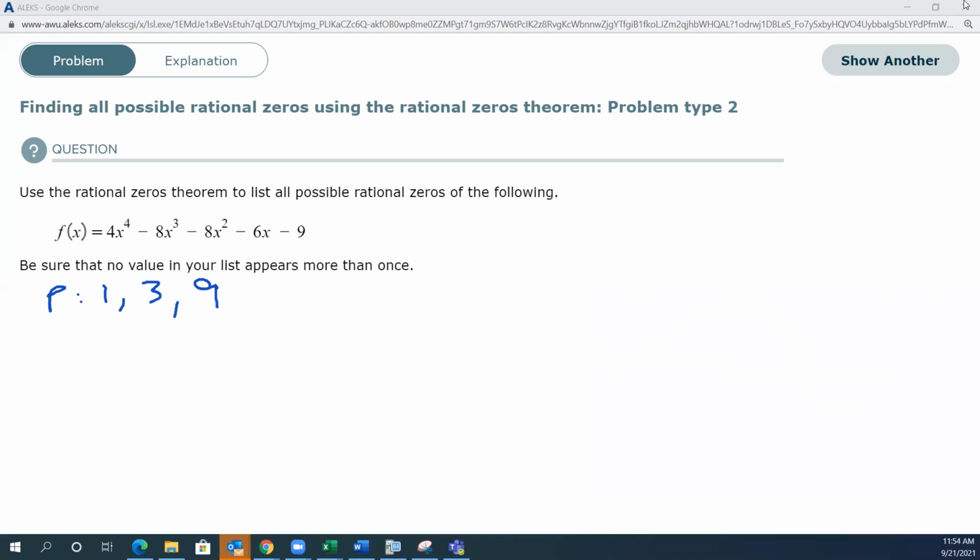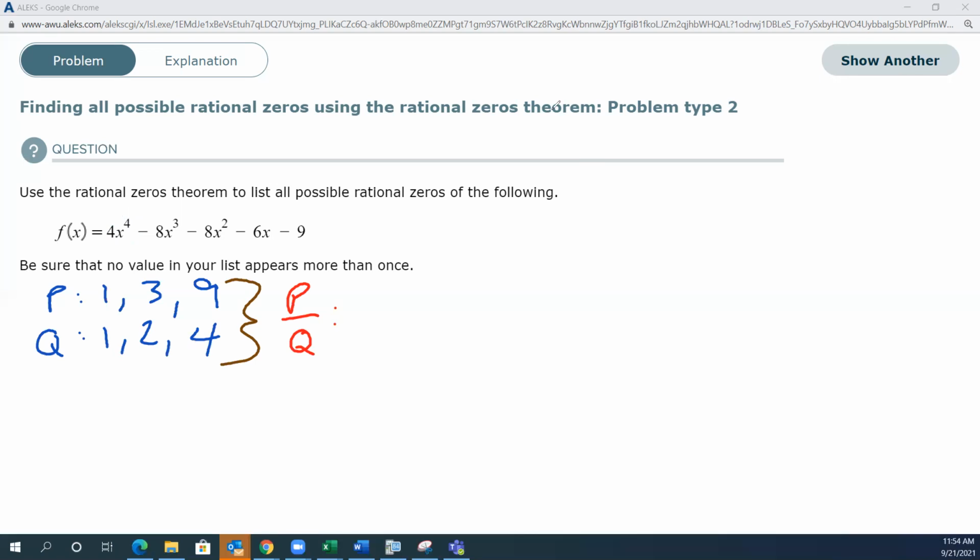Cool. Now we need to find the Q numbers. And the Q numbers are on the other end. They're the numbers that divide into the leading coefficient, the coefficient corresponding to the highest power of x. So 4. Well, that'd be 1, 2, and 4. Cool. All right, now we use those together to find our P over Q numbers.